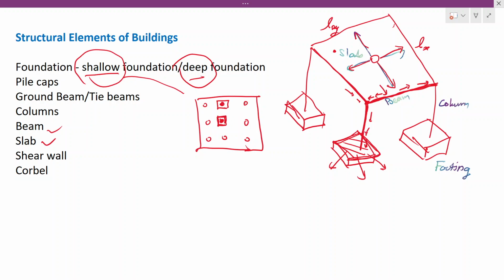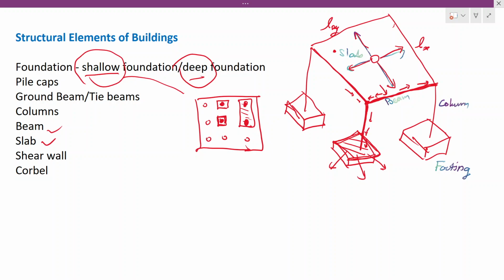So there are occasions where we have to combine two columns together like this. There may be different occasions, but these kinds of foundations are called combined footings. We connect two columns together and have a single foundation.